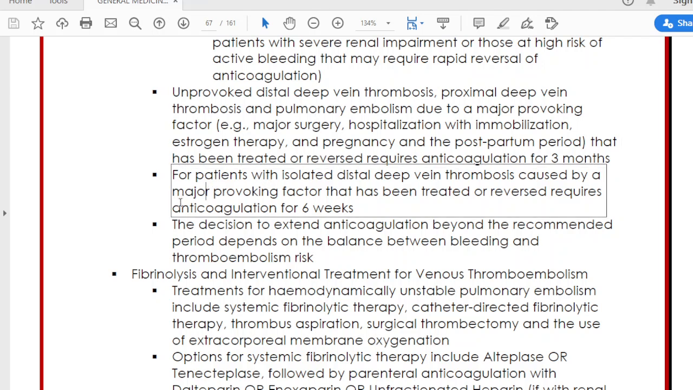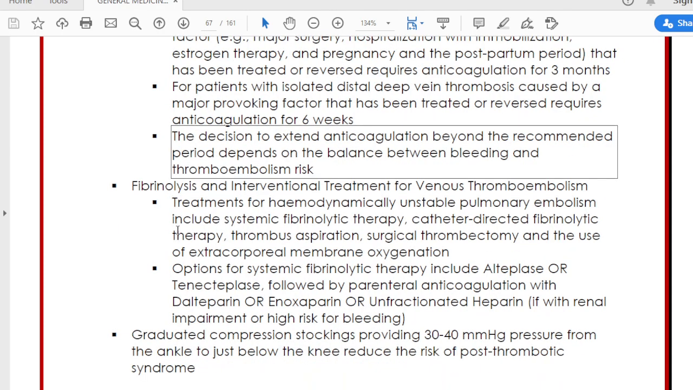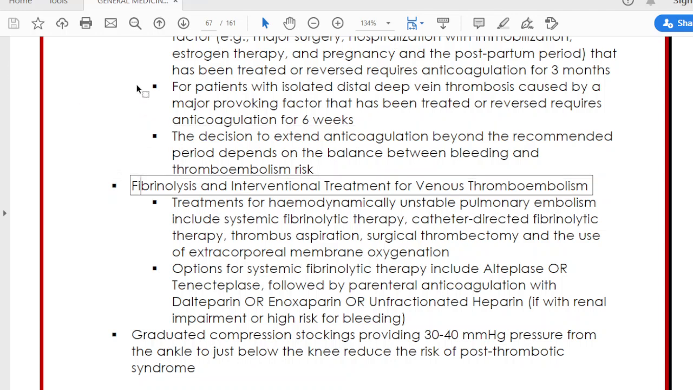Patients with isolated distal deep vein thrombosis caused by a major provoking factor that has been treated or reversed require anticoagulation for 6 weeks. The decision to extend anticoagulation beyond the recommended period depends on the balance between bleeding and thromboembolism risk. Fibrinolysis and interventional treatment for venous thromboembolism.